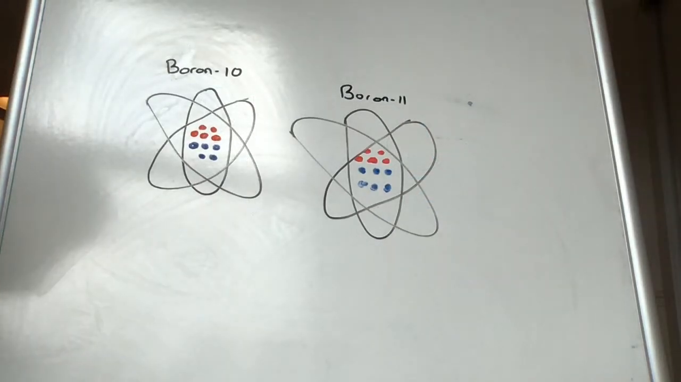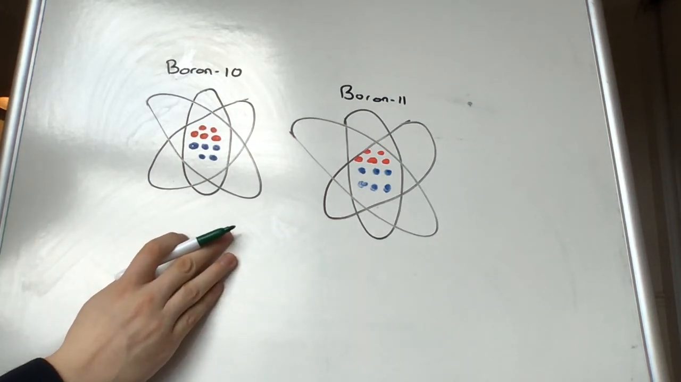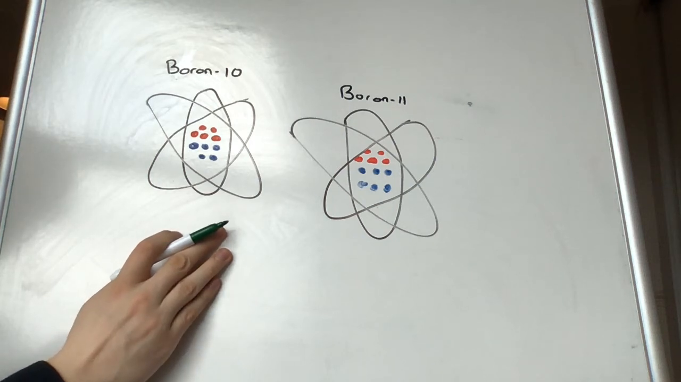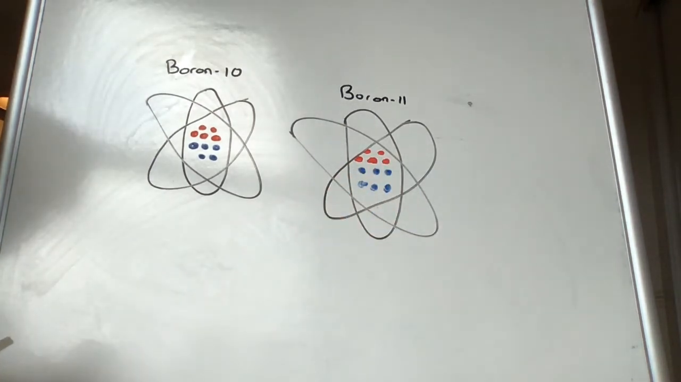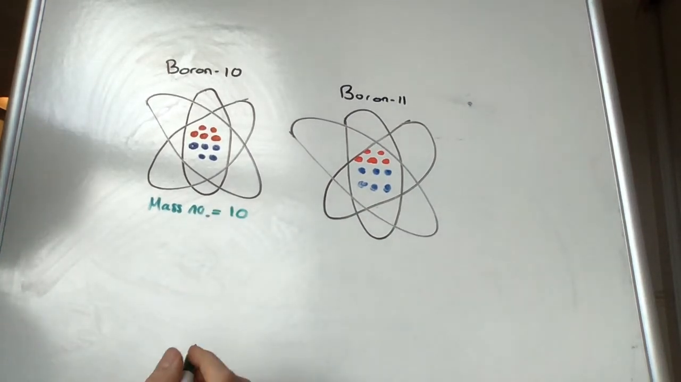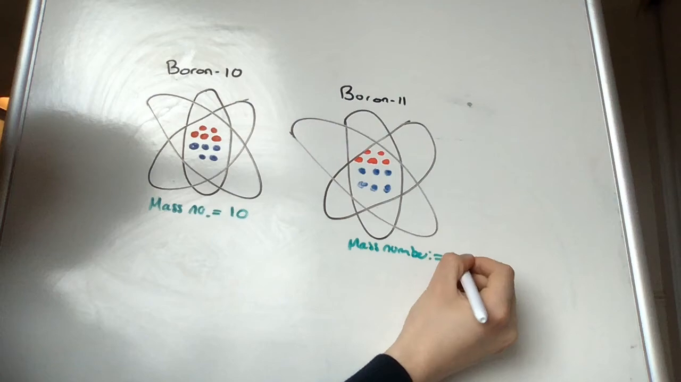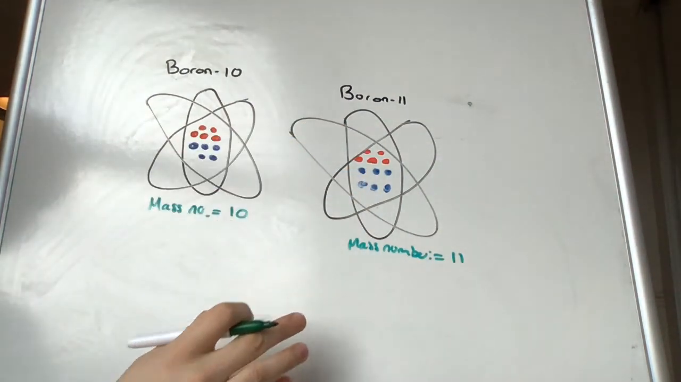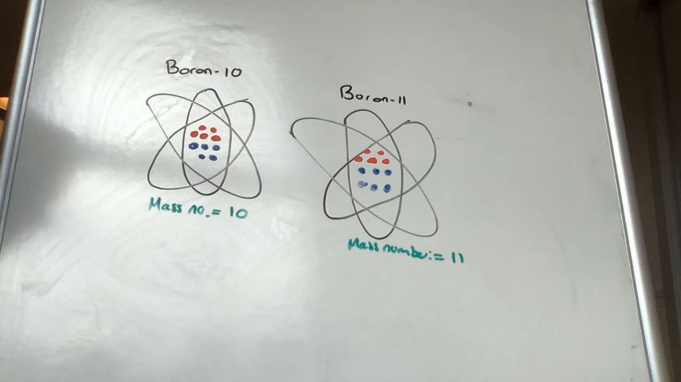Okay, so take a look at these two isotopes of boron. Boron-10 here and boron-11. Now boron-10 on the left has 5 protons in red and 5 neutrons in blue, whereas boron-11 here has 5 protons, but it also has 6 neutrons in blue. Now we already know that the mass number is the total number of protons and neutrons. So boron-10 has a mass number of 10, and boron-11 has a mass number of 11, as we know that there are 5 protons and 6 neutrons. Add them together, that makes 11. And here we've got 5 protons and 5 neutrons. Add them together, and that makes 10.